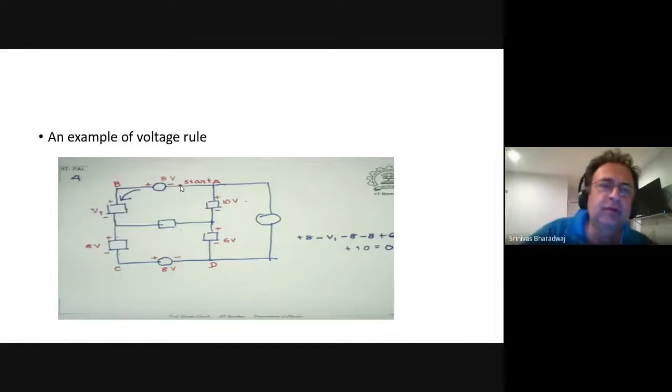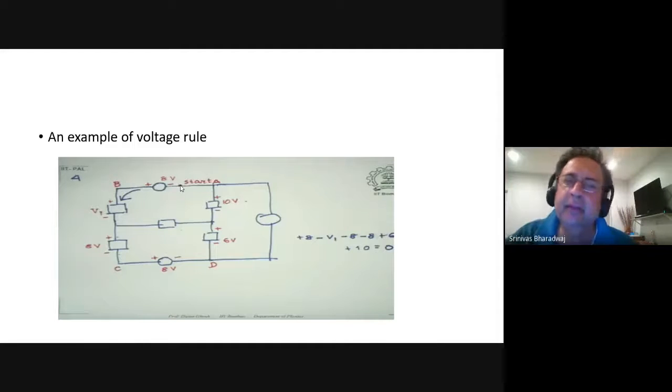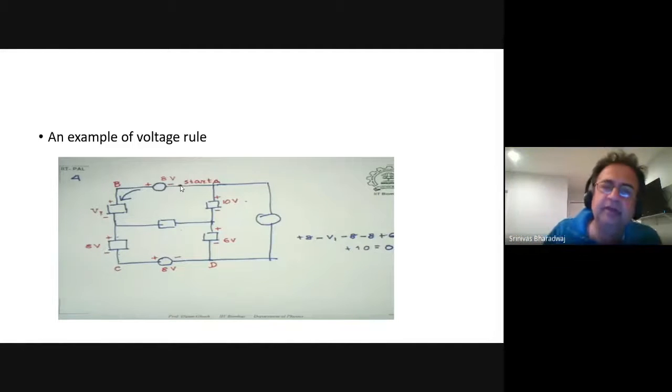So when you go minus to plus, you say plus. When you go plus to minus, you say minus. Okay, so that's how he ends up with this. Let me do it one more time: plus 8 minus V1 minus 8 minus 8 plus 6 plus 10. Come back to the same point, equals 0. Just note the starting point. Go one full round, then 0 equals 0. Okay, so that's how you do that.